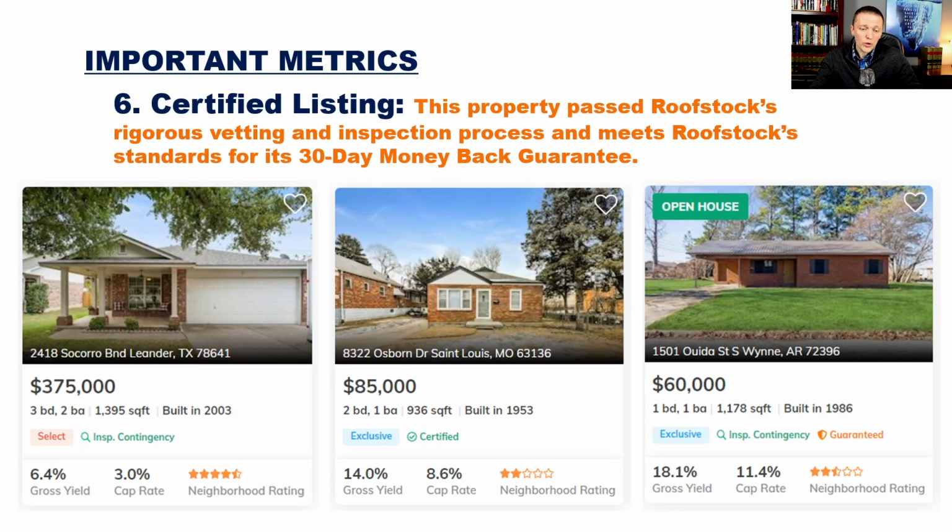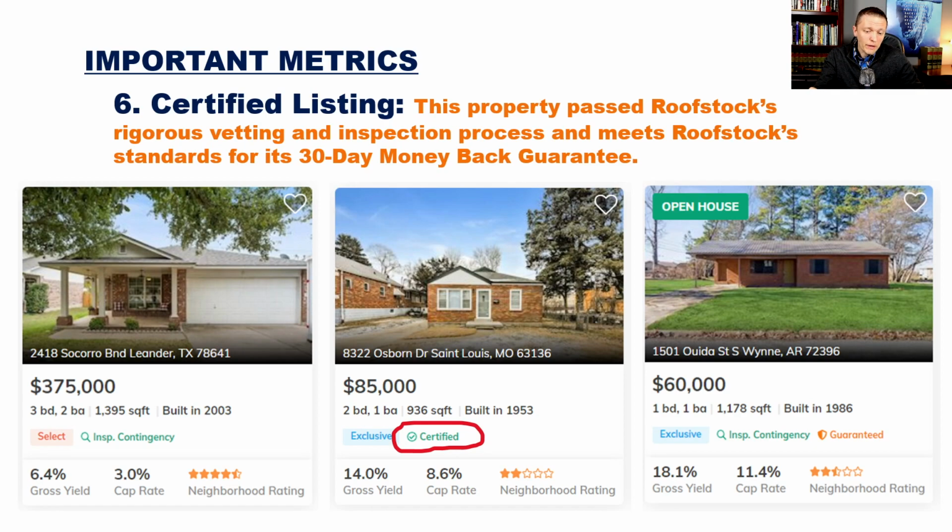The next important metric is the certified listing label. And so you will see that there are some properties on the Roofstock website that have the certified label on them. There aren't a lot of them because, again, Roofstock is very selective with the properties that it picks, but those that do have that label will have many, many pages worth of detailed inspection documents, and so you will have a significant amount of information to help you decide whether or not you want to make an offer on this property before you go and make that offer.